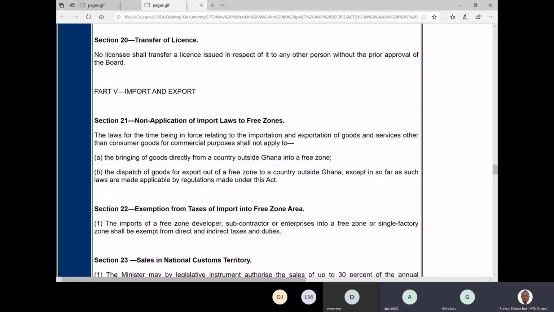Okay, let's look at 22. 22 is very important. It's one of the tax incentives. 22. Exemption from taxes of imports into free zone area. Subject to Article 174 of the Constitution, the import of a free zone developer, subcontractor, or enterprise into a free zone or single factory zone are exempt from direct and indirect taxes and duties.